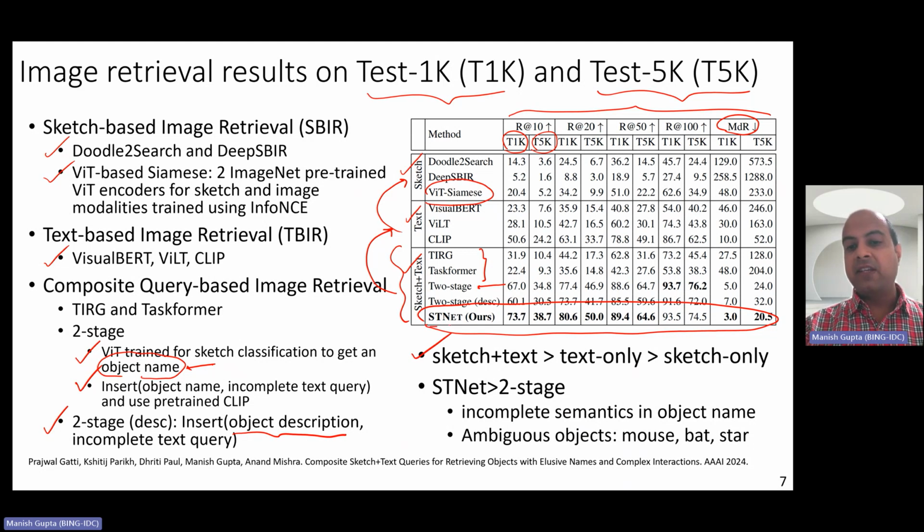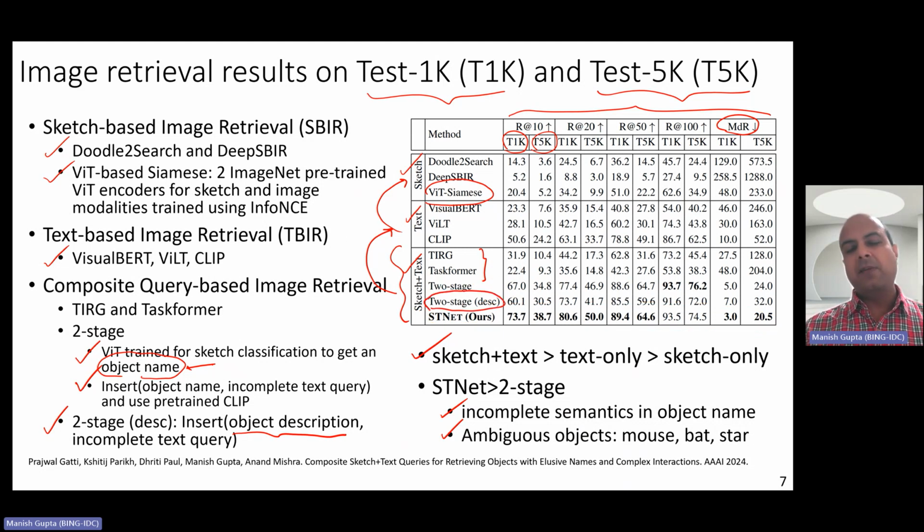STNET actually performs the best, and it is better even than the 2-stage baseline. And this happens because if you look at the 2-stage, just object name-based baseline, there are incomplete semantics in the object name. Several times, the object name doesn't really capture everything. A second problem is that object names could be ambiguous. For example, mouse, bat, star, they are all ambiguous names. It's actually even better compared to the 2-stage description-based baseline.